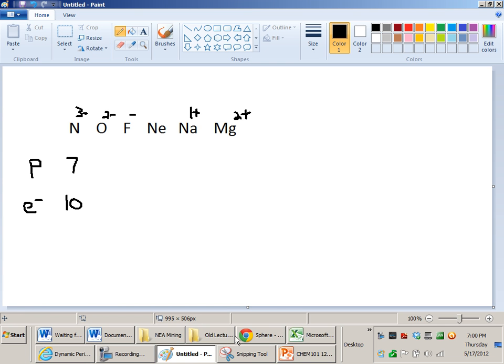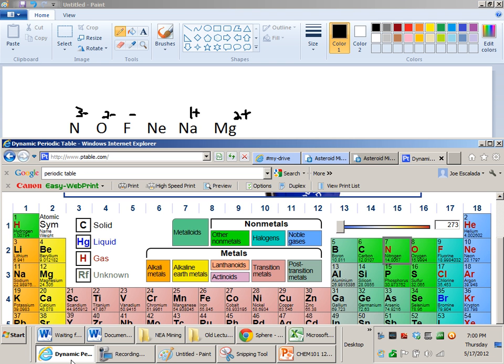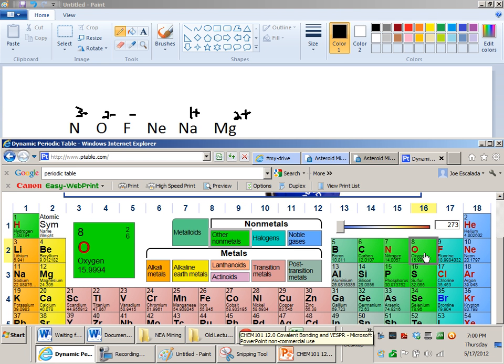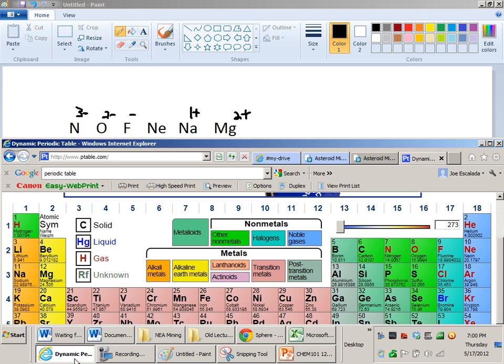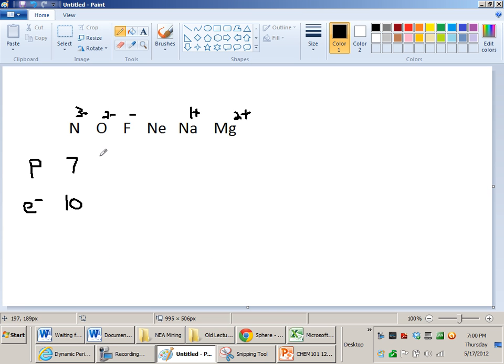so a 3 minus ion would have to have 7 plus 3 electrons. If we look at the periodic table again, we see that oxygen has 8 protons and 8 electrons as a neutral element. So as a 2 minus ion, how many electrons does it have? 10, right.